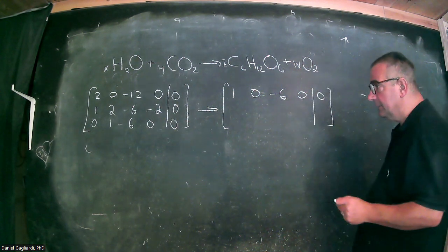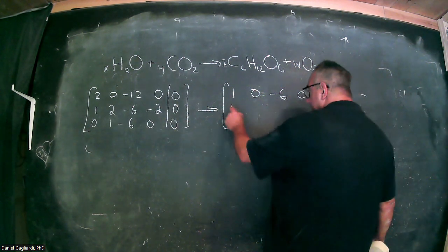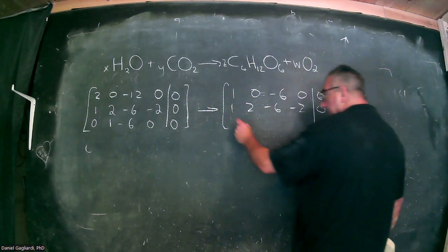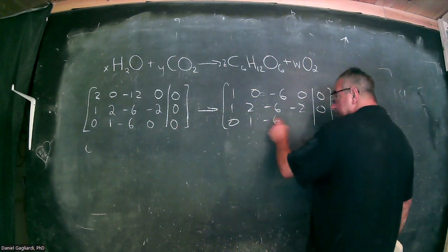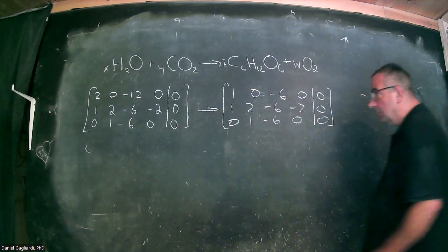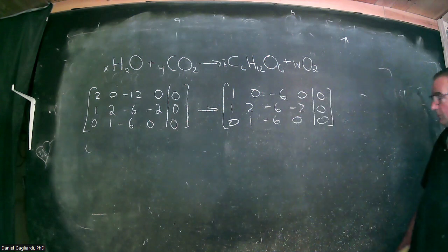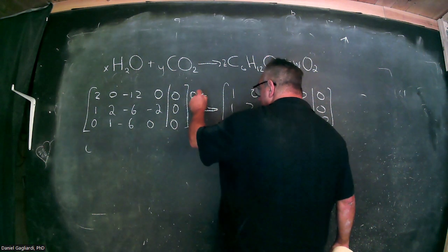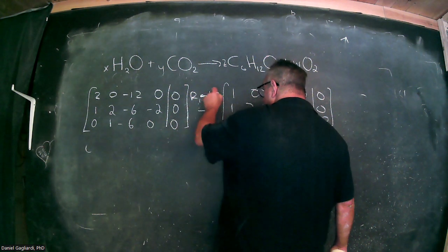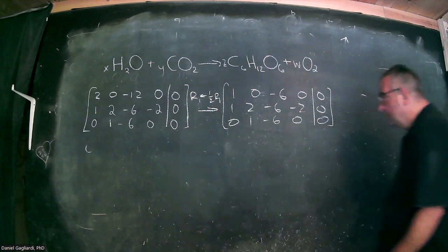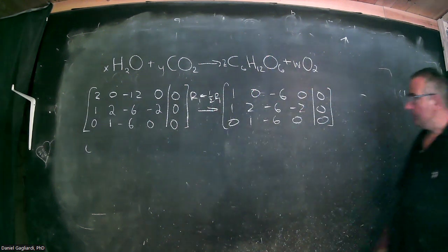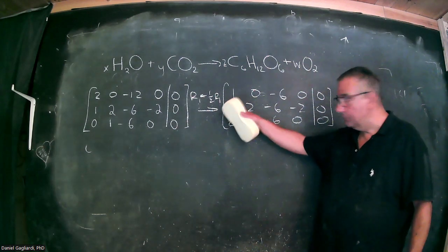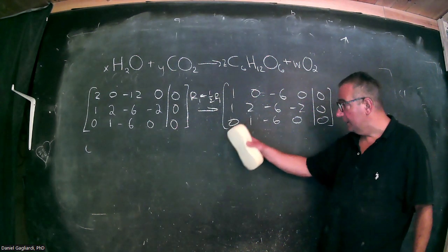Is there anything else I can do? Well, yeah, there's other stuff I can do, but I'd rather do it step by step so you can see every step. 0, 1, negative 6, 0, 0. All right, so all I did was divide row 1 by 2. I guess I'll indicate that. Row 1 gets replaced with 1/2 of row 1. Okay? All right, now this leading 1 here can be used to get zeros elsewhere in the column.